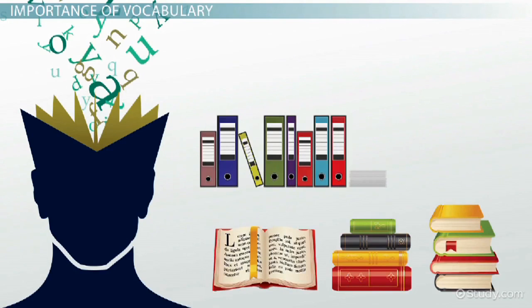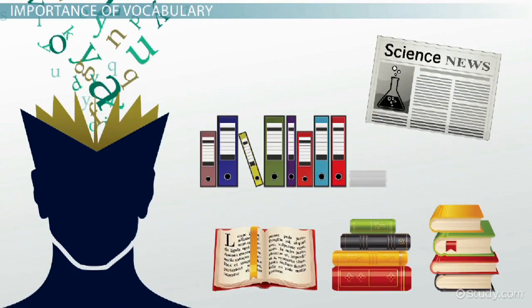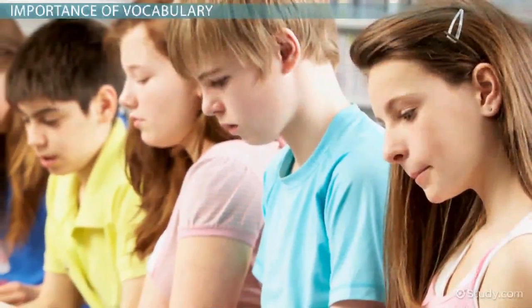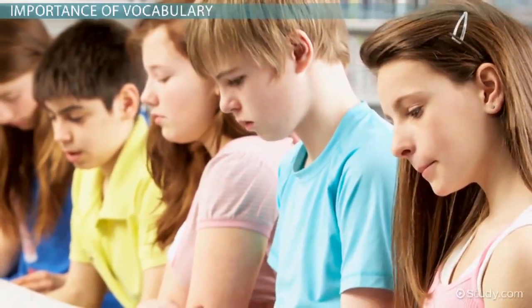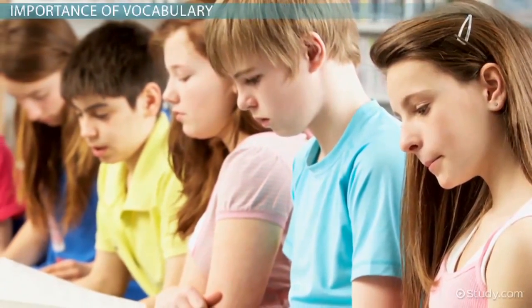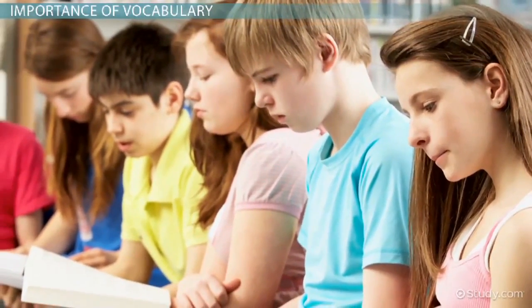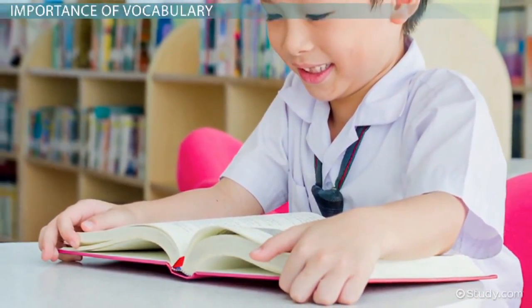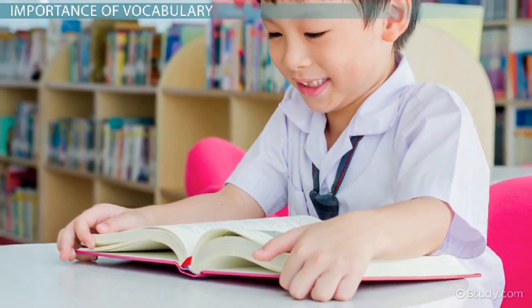Reading comprehension and vocabulary acquisition are both skills, just like shooting a basketball or hitting a baseball. These skills must be practiced in order to be improved. Obviously, there is no way to teach every single English word to your students. However, if you can teach your students how to figure out unfamiliar words, then they will be able to learn new words on their own while grasping the content of the reading passage at the same time.